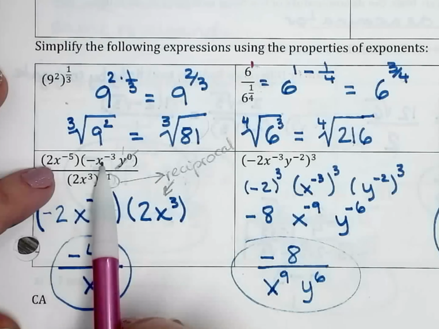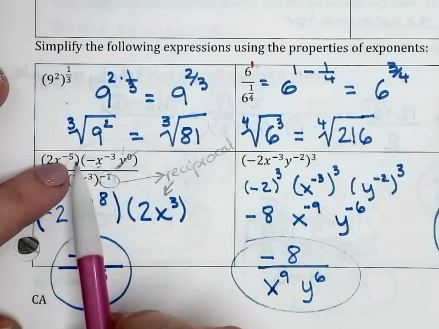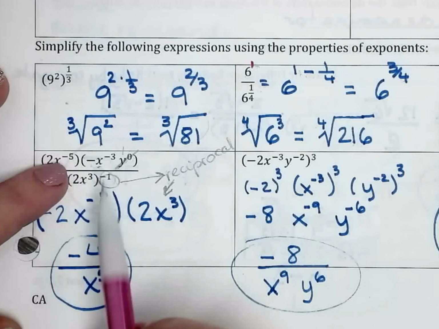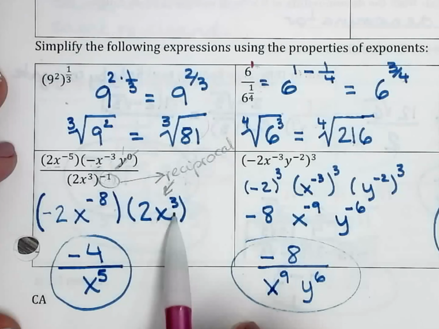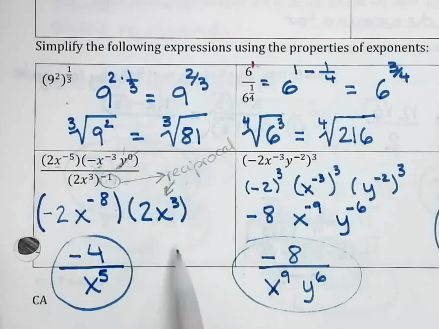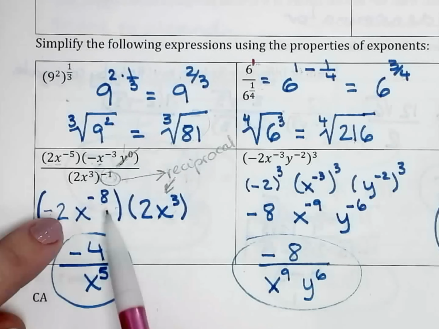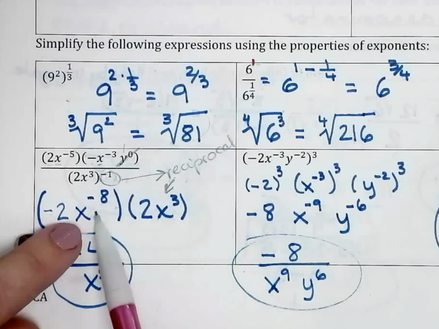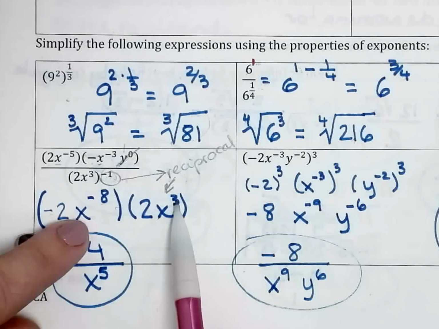Because I multiply, I add the exponents. I have this x and I have this x. -5 minus 3 is -8. And this one was the reciprocal because of that -1 right there. -2 times 2 is -4. Here I multiply, and then I add the exponents because I multiply. So -8 plus 3 is -5.